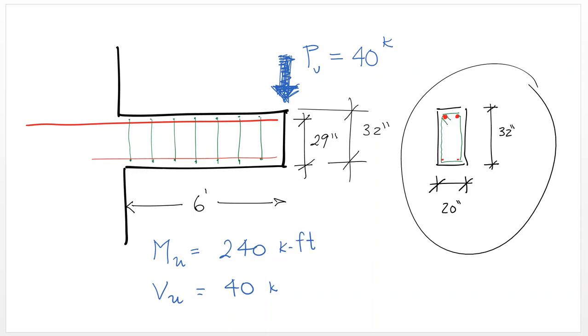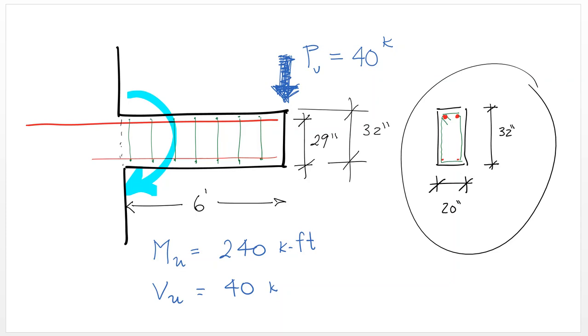From simple statics, you get that the moment at the critical section here is 240 kip feet, right? That moment is like that, and a shear force of 40 kips, which is the same as the load. In this case, the critical section is at a distance d away from the support, but it's still 40 kips.